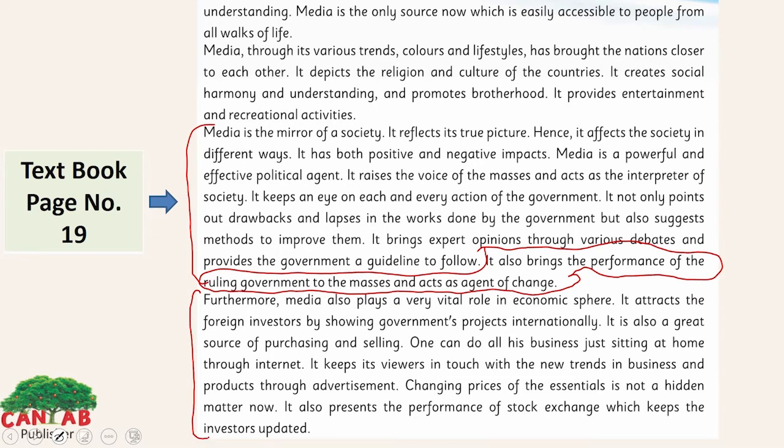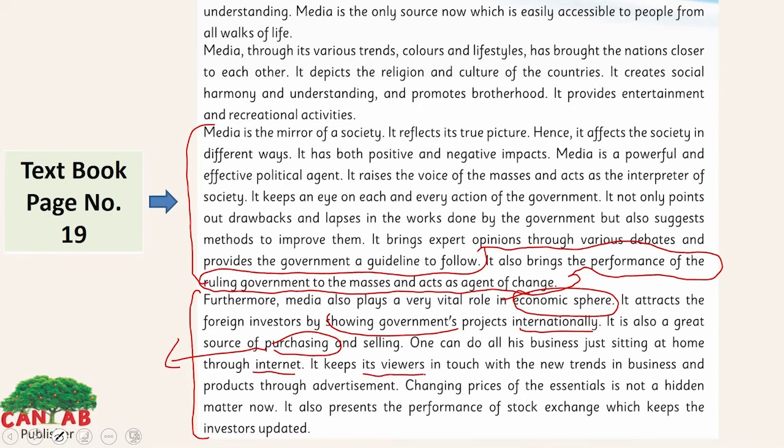Furthermore, media also plays a very vital role in the economic sphere. It attracts the foreign investors, showing government's projects internationally. Here the economic sphere, मुआशरी दायरा जो है हमारा, मुआशरती दायरे को कहते हैं economic sphere. It is also a great source of purchasing and selling. Purchasing, खरीदना. One can do all his business just sitting at home through internet.